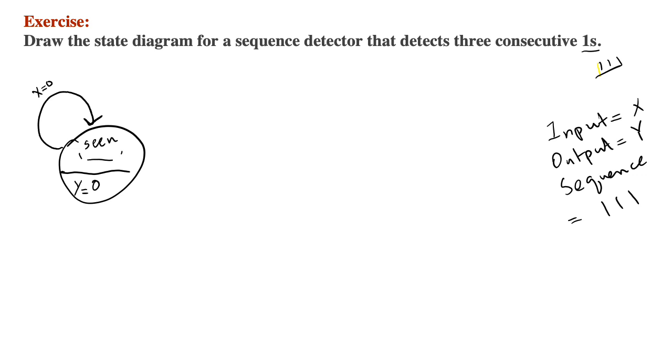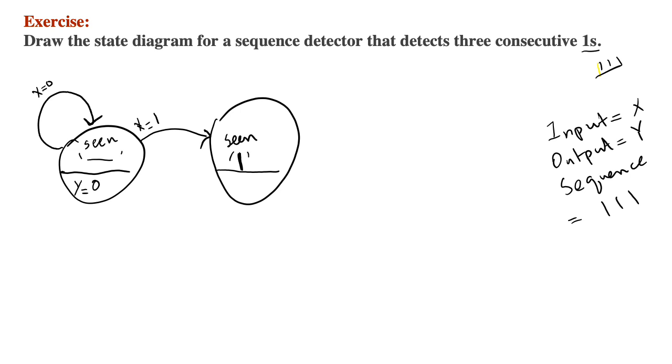Now, if we receive our first input of 1, that means it's good, it's part of the sequence. So this is the case where x is equal to 1. We're going to move on to a new state, and in the state, we're going to say seen the first one, our first one. Here we've seen nothing, right? Here we've seen 1. And then the output y is still 0 because we don't have the entire sequence yet.